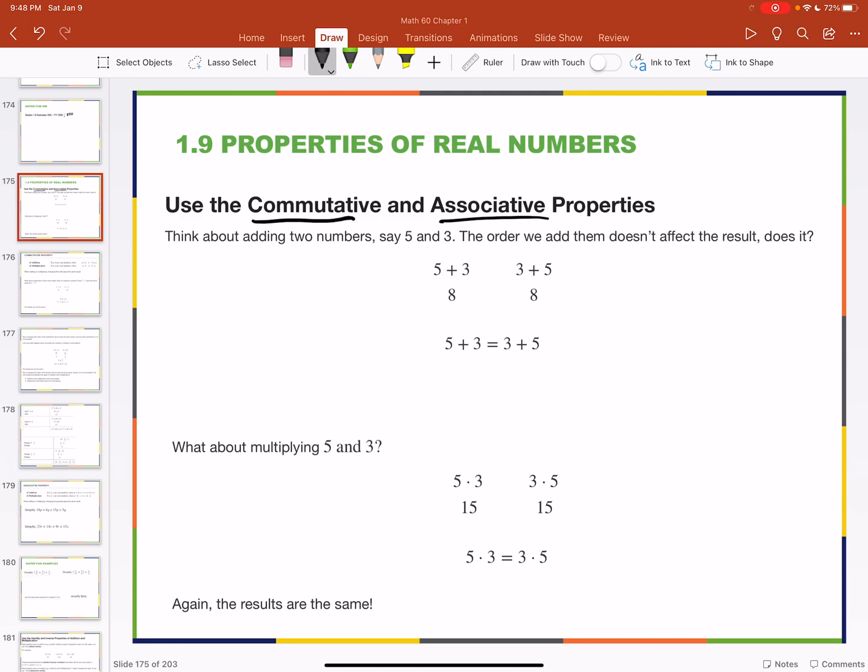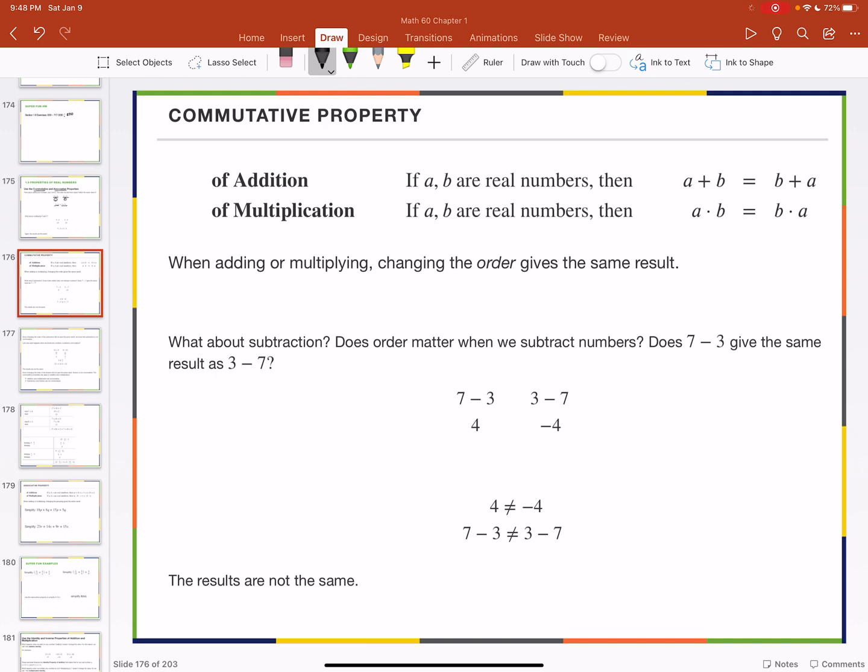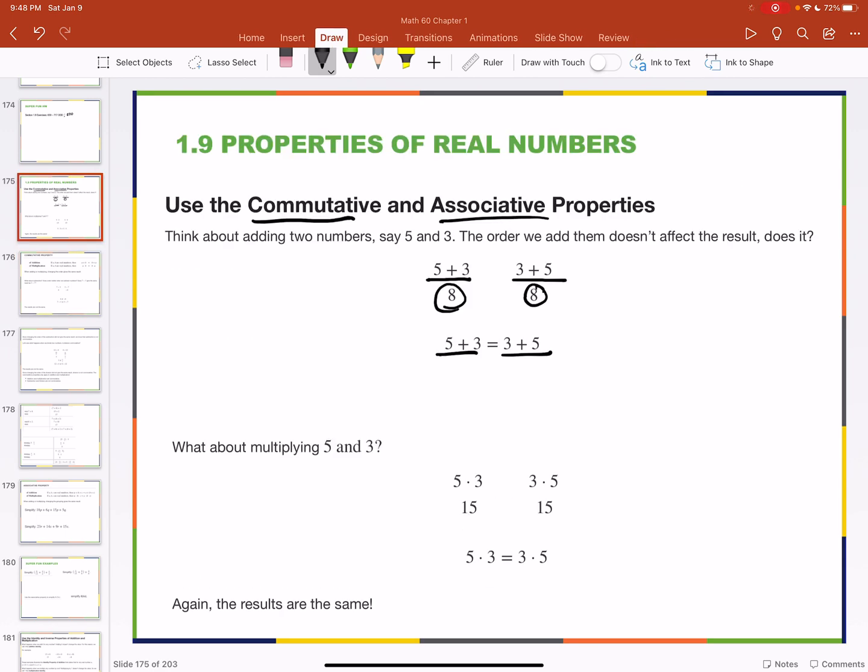Okay, so when you add, suppose you have two numbers, 5 and 3. If I add 5 plus 3, I get 8. But what if I add the 3 first, 3 plus 5? I also get 8. So the order doesn't really matter, right? It doesn't matter if I add the 5 first or the 3 first, because you still get 8 either way. What about multiplication? 5 times 3 is 15, and 3 times 5 is also 15. So again, the order does not matter for multiplication.